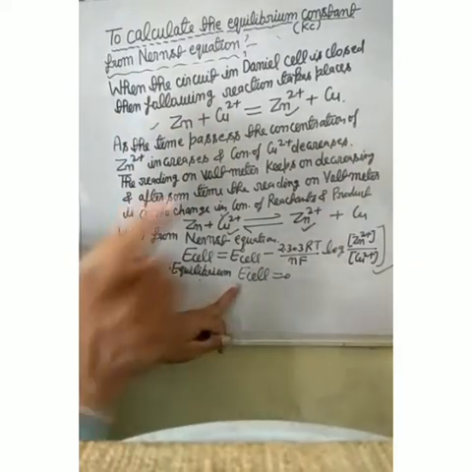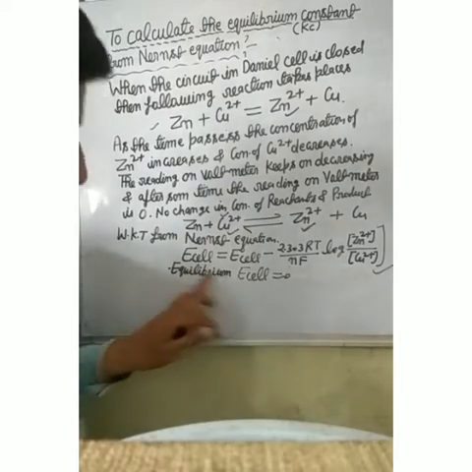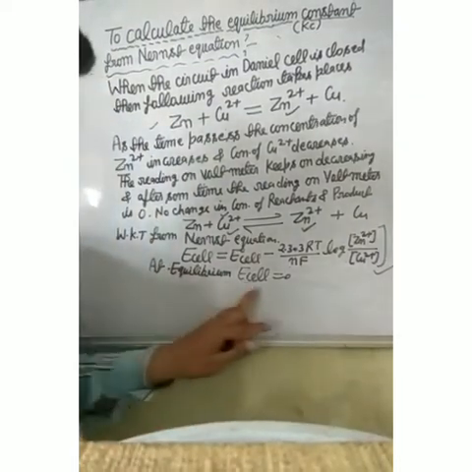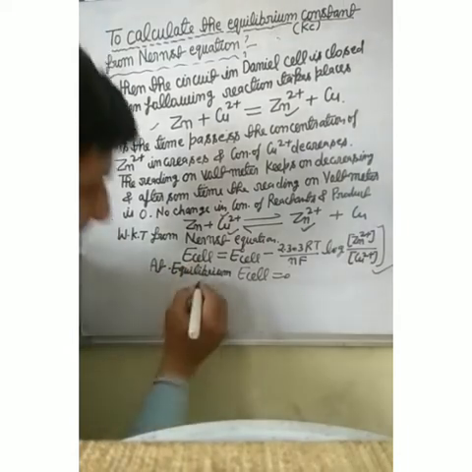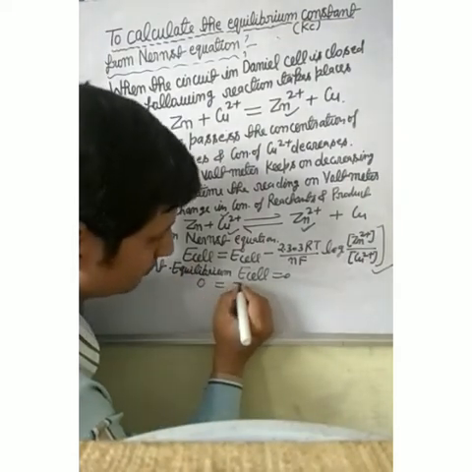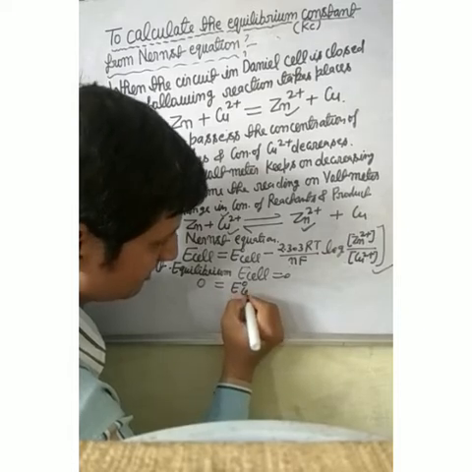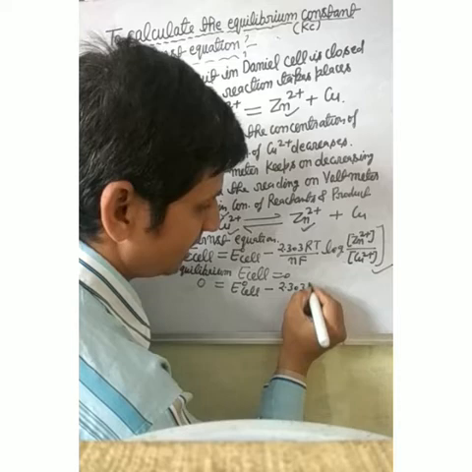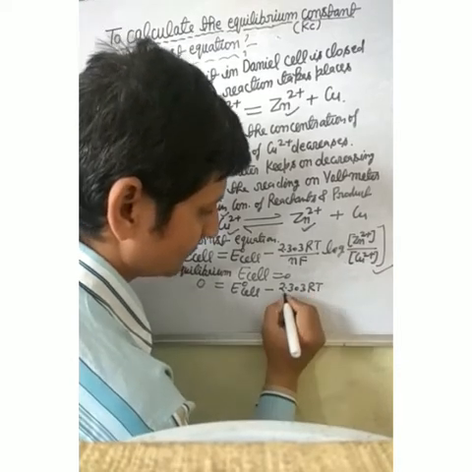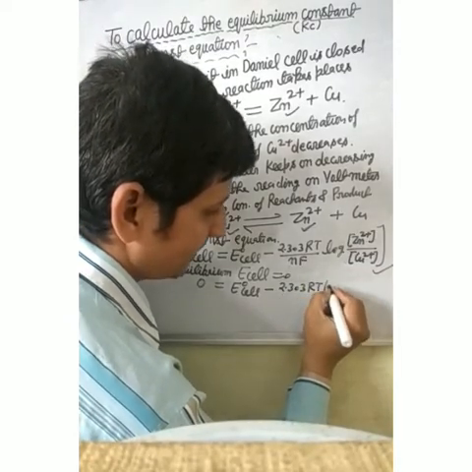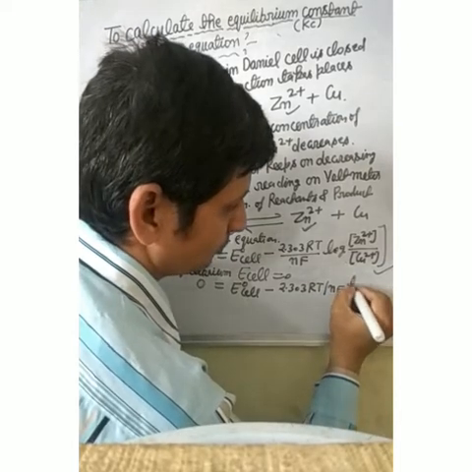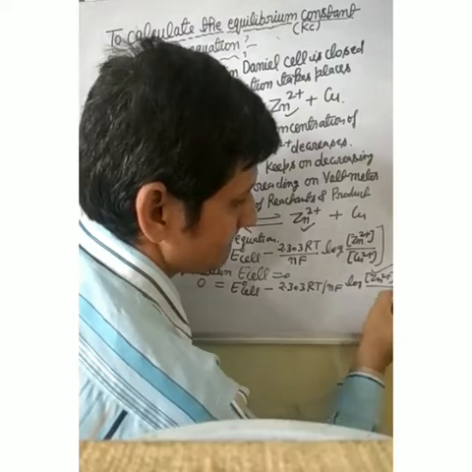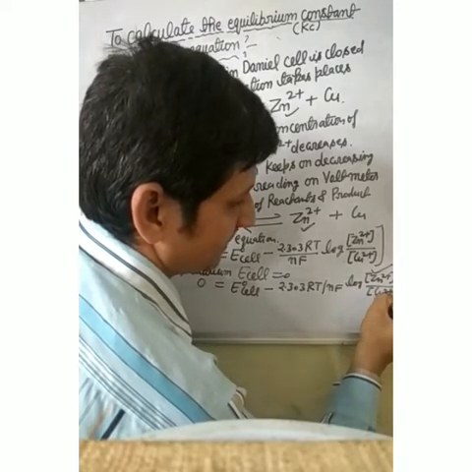What is E here? E is the electrode potential of the cell. At equilibrium, E cell is equal to 0. Put 0 here, and we get 0 is equal to E naught cell minus 2.303 RT upon NF log concentration of zinc ion upon concentration of copper ion.